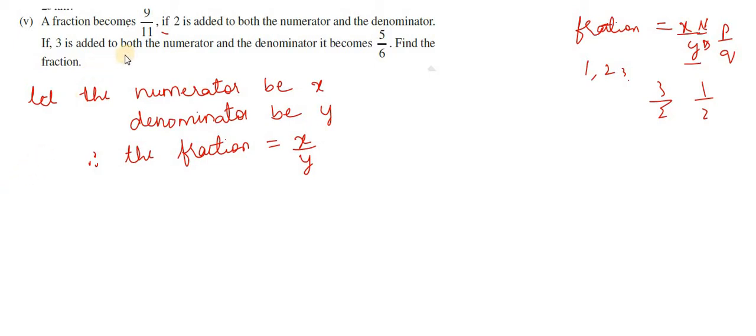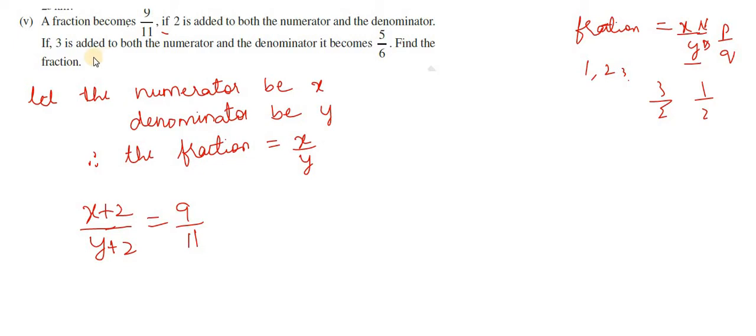Now according to the question, the fraction becomes 9 by 11 if 2 is added to both the numerator and denominator. So here x by y is there. If we add 2 to both numerator and denominator, then it will become 9 by 11. This is one equation. We need to simplify and convert this to an equation.